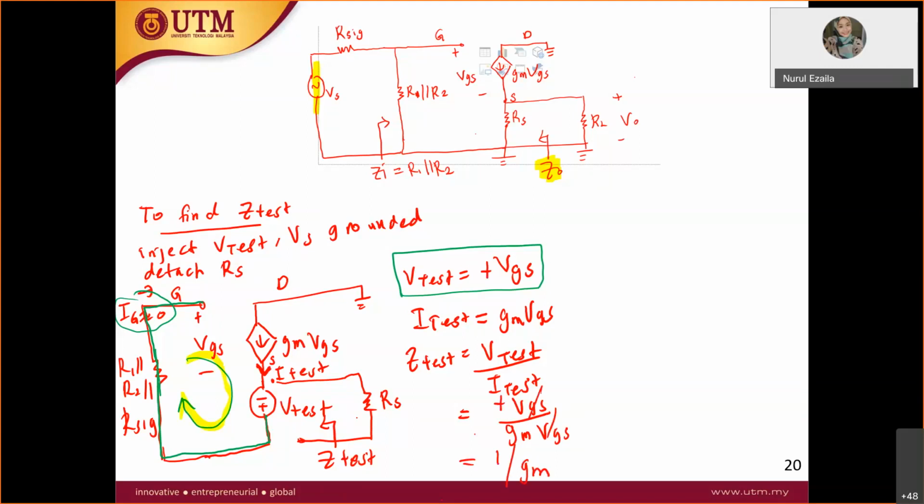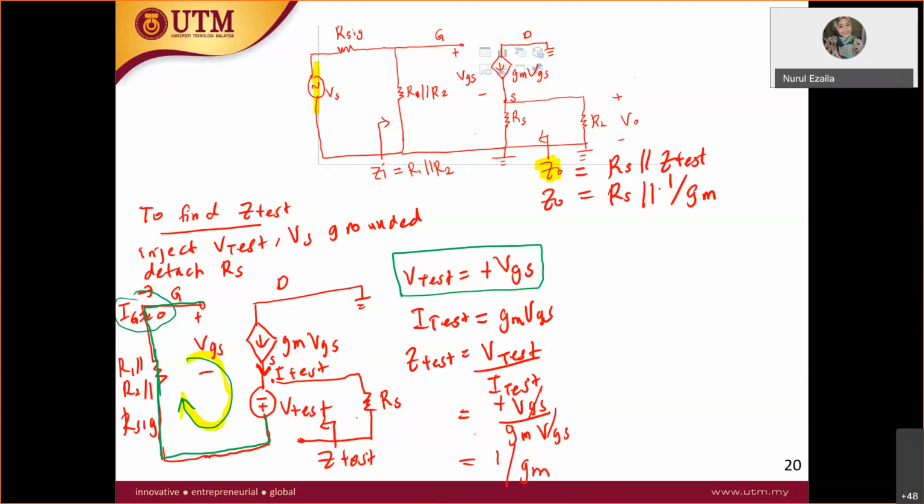So go back to your Z out. Z out will be equal to RS parallel with Z test, which is equal to RS parallel with 1 over GM. So this is your RS.